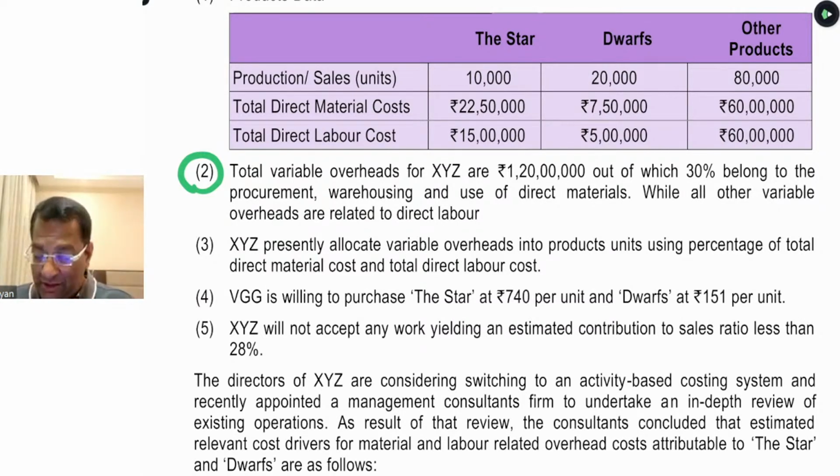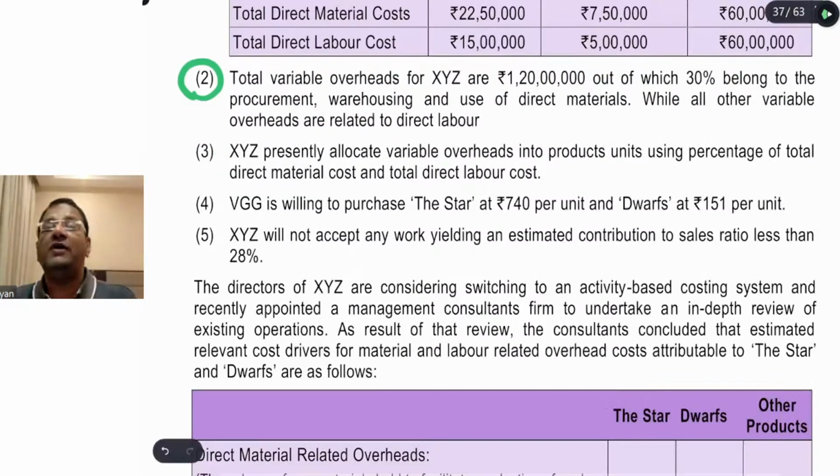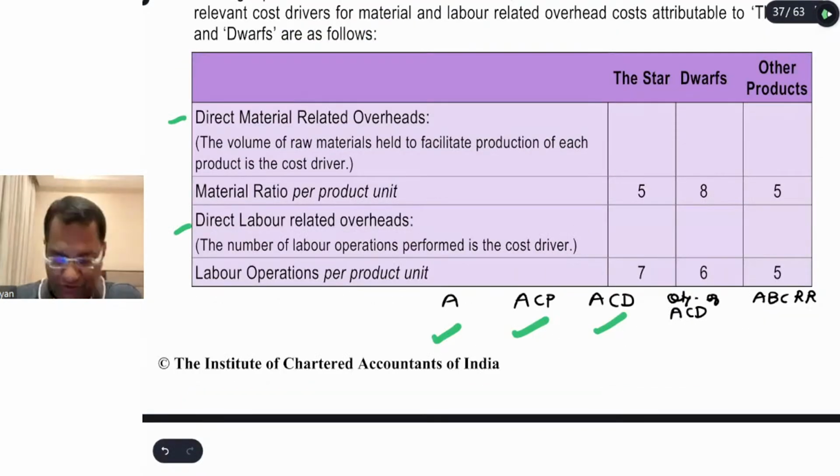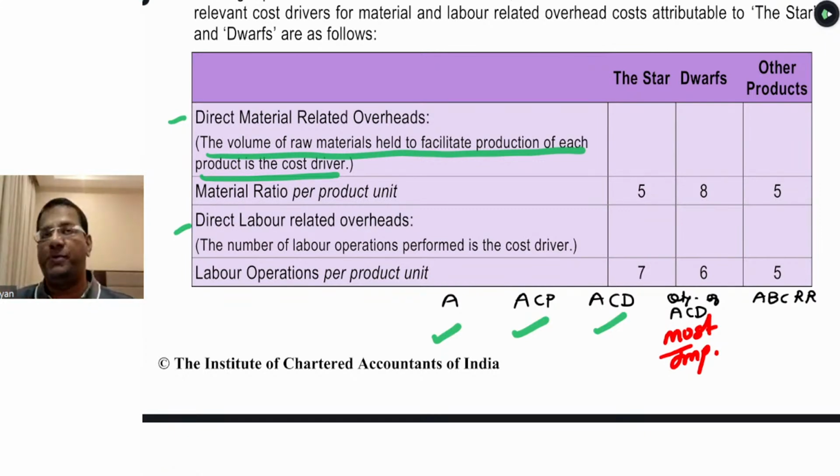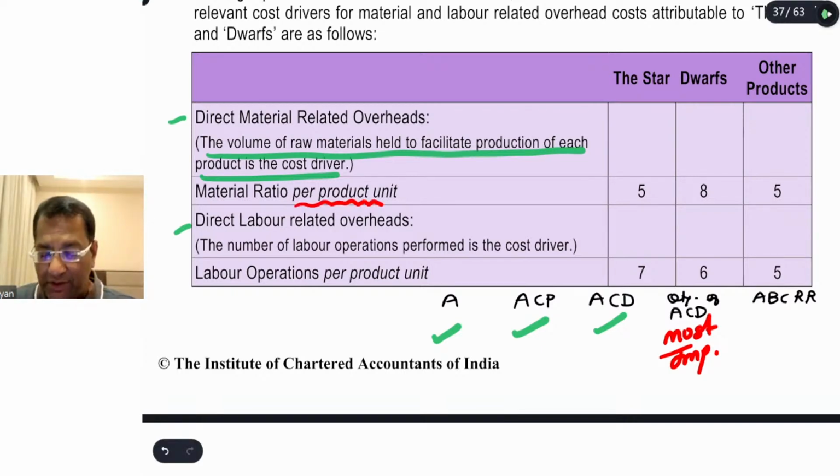So regarding the cost pool, we can easily compute the same. There is no issue. Regarding the cost driver, that is also simple, because what cost driver to be taken for each and every activity is already given in the question. You can see the volume of raw material held to facilitate production of each product is the cost driver. So it is given. The most important part is to determine the quantity of activity cost driver. That's the most important part of this particular question, because the quantity they have given is not the total quantity, it is the per product unit quantity.